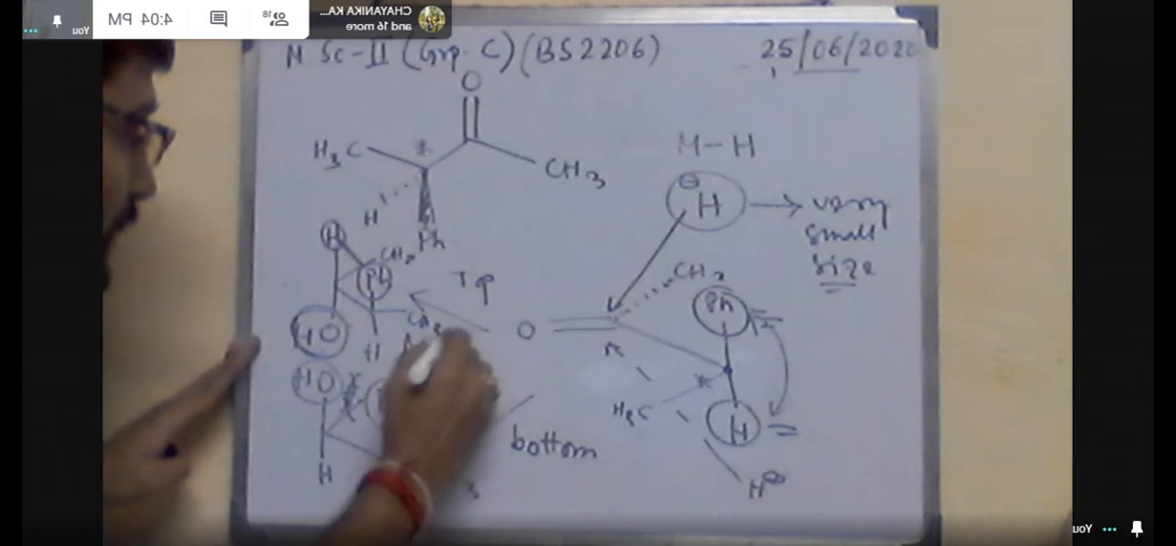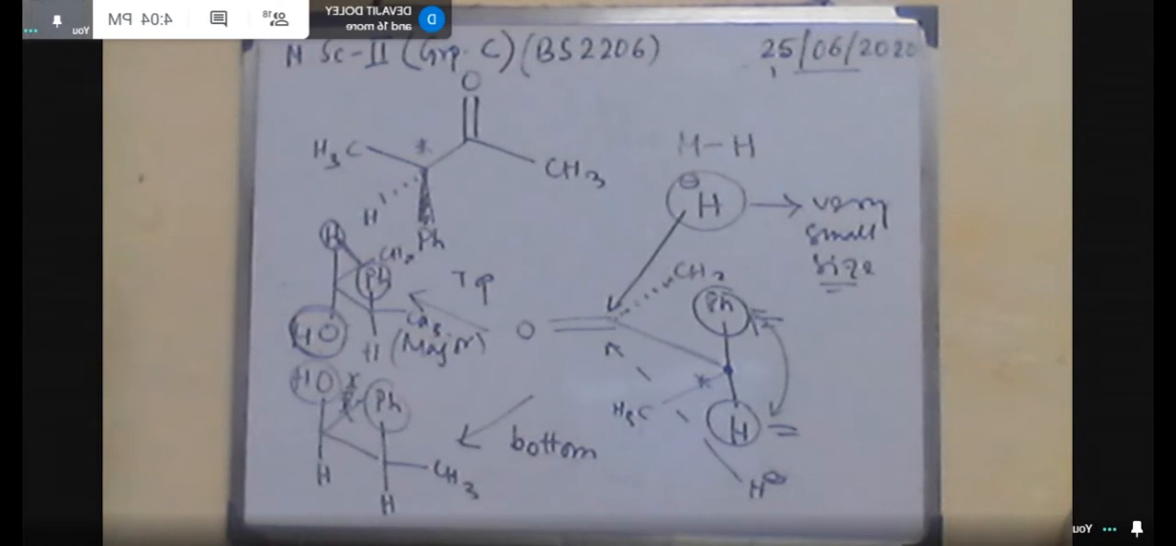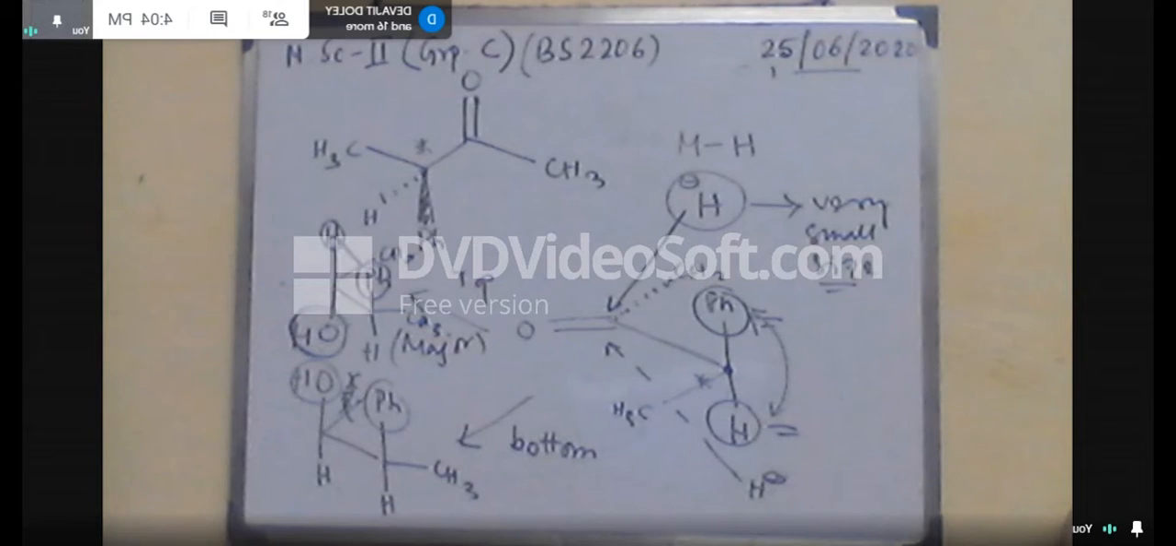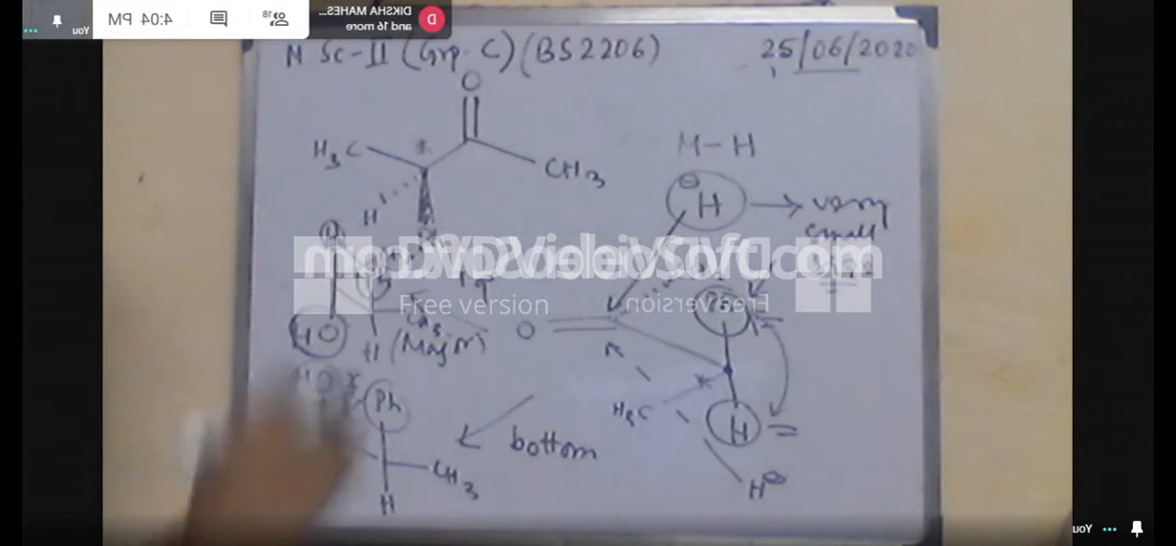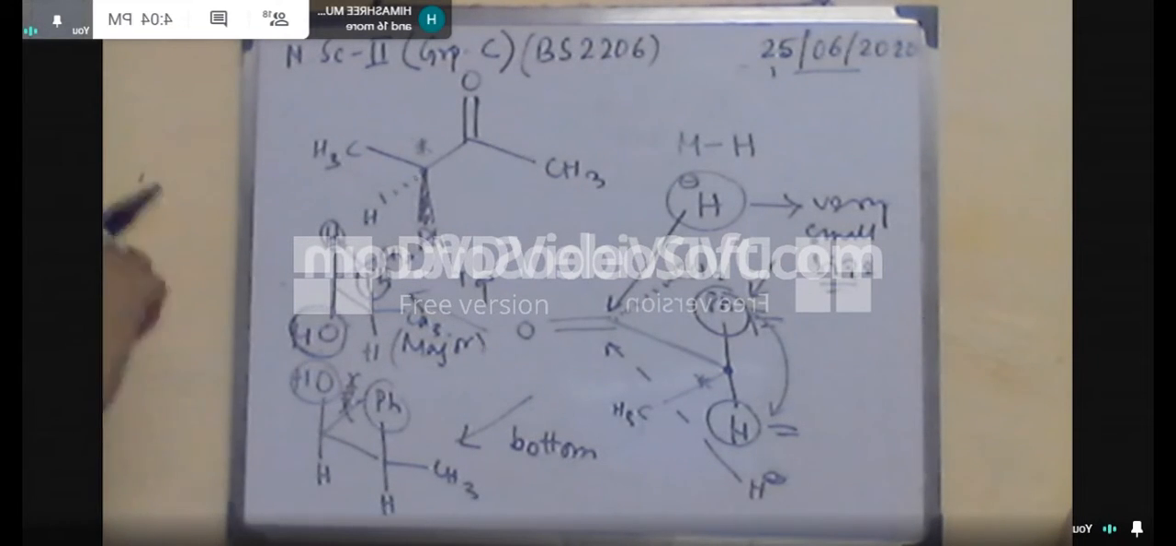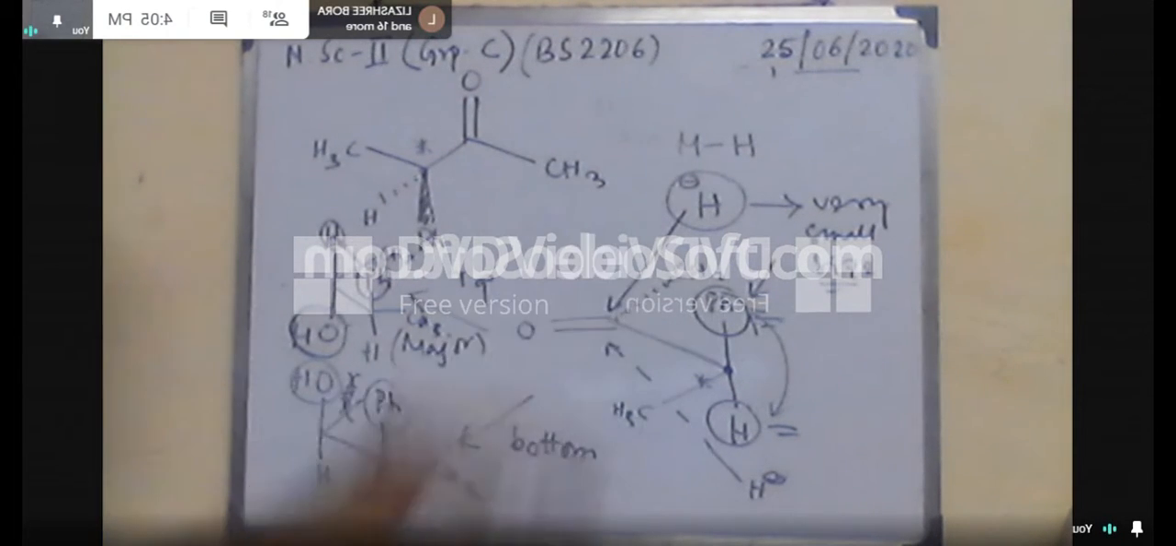Say sodium borohydride, the reducing agent. So that means H minus can attack from the top face, or from the front side, or it can attack from the bottom face. Both faces are accessible for the hydride, but due to the steric crowding, or steric minimization of the product, one face attack will be more accessible.